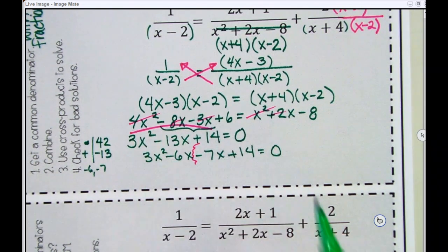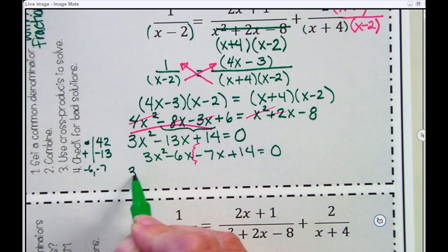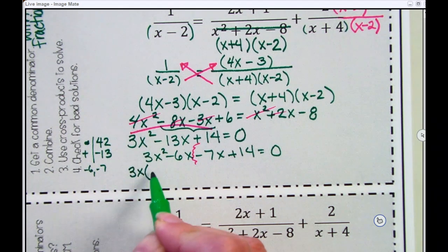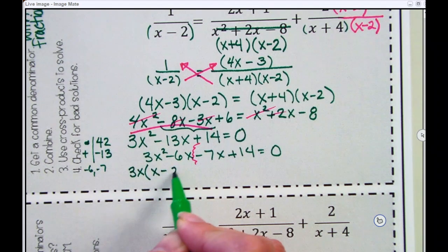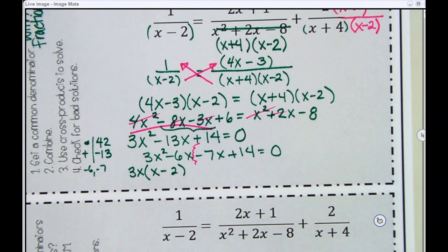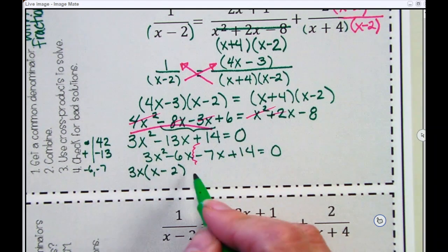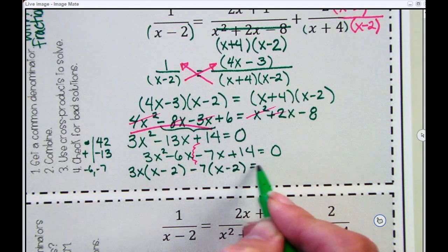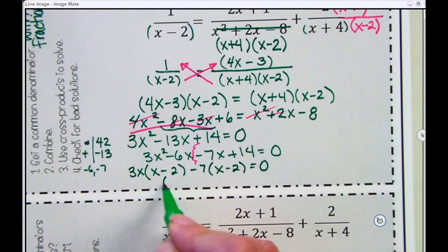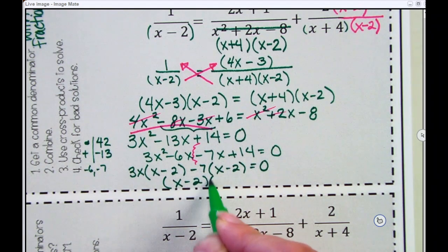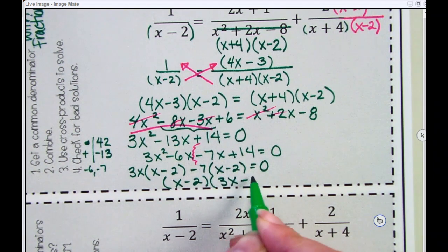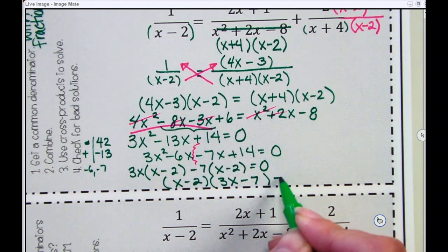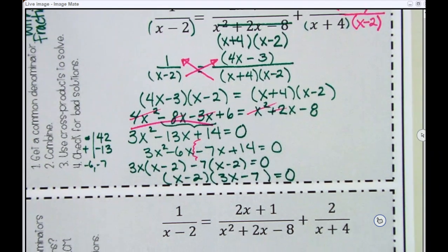Greatest common factor would be 3x, x minus 2. Greatest common factor on the right, 7, because the negative, we're going to put negative 7, x minus 2. So this factors 2, x minus 2, times 3x minus 7. Okay, we factored.